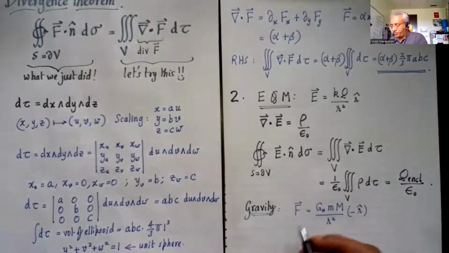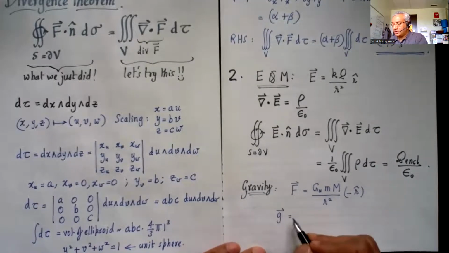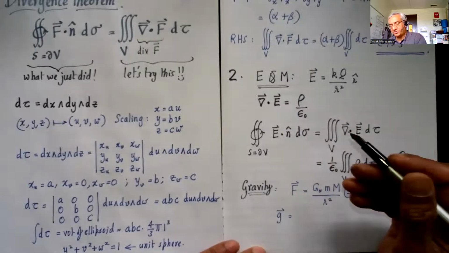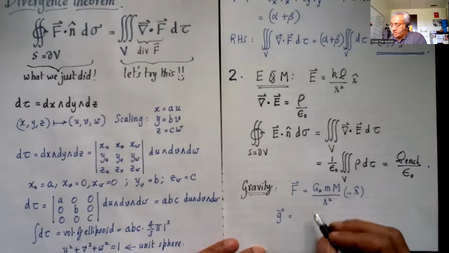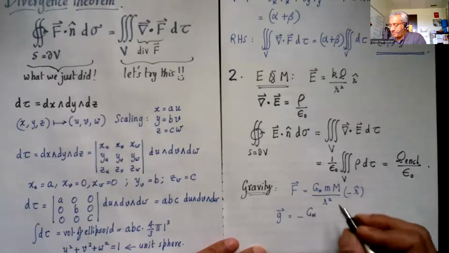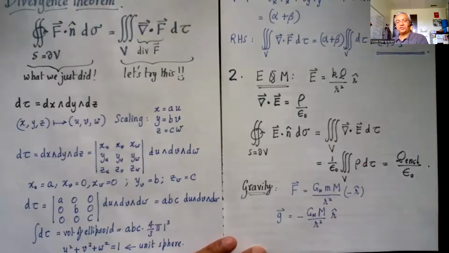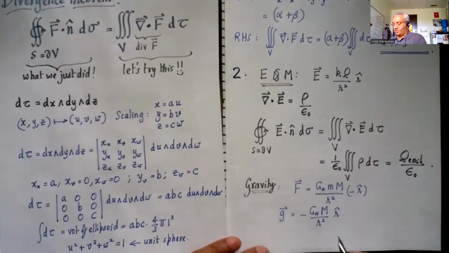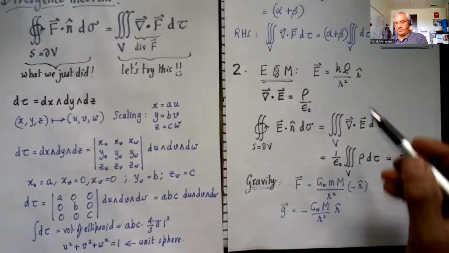The gravitational field is a force per unit mass. So the gravitational field G, just like the electric field is electric force per unit test charge, the gravitational field is gravitational force divided by test mass. When I divide by m, I'm just left with negative G sub n m over r squared r hat. So that's the gravitational field for a point particle or a spherically symmetric object. So that's what we have to work with.